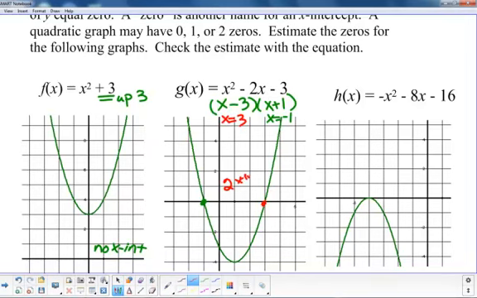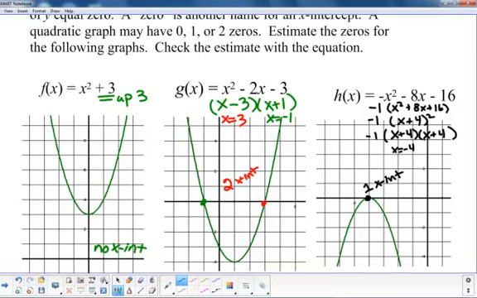This is perfect squares. In fact, you could take out a -1, which might be helpful. And this factors into x plus 4 squared. So that means both of the x-intercepts are at -4. Both of them. So since they're both the same, this only has one x-intercept because both of the factors are the same.